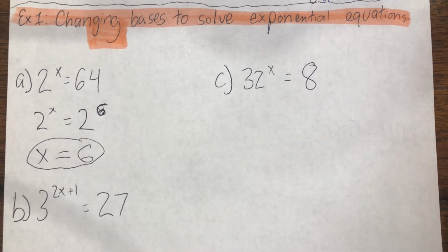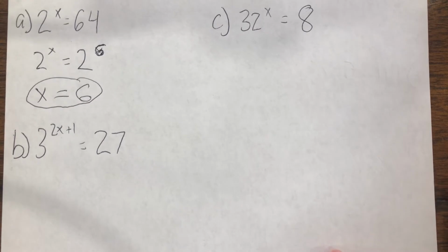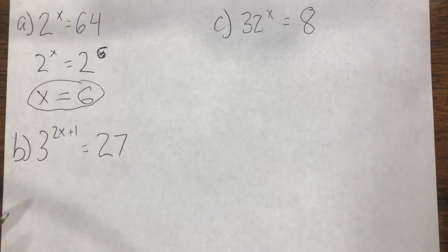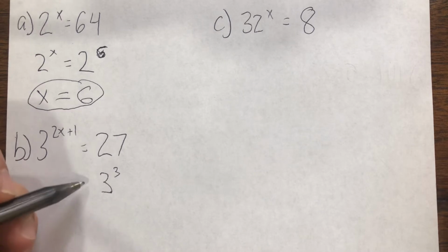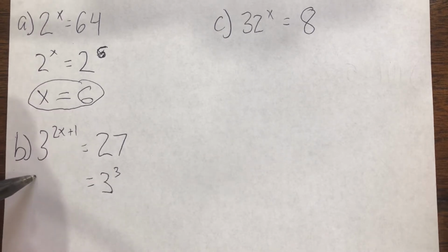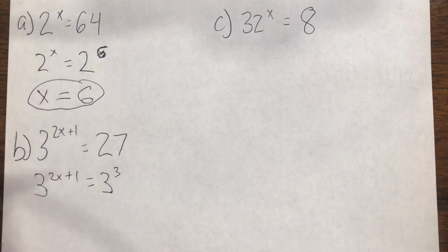So let's take a look at part B, where we have 3 to the 2x plus 1 power equals 27. So just like A, I'm going to rewrite one of these numbers in exponential form, specifically 27. So 3 to what power gives me 27? If you guys said 3 to the 3rd power, then you're absolutely right. So I'm going to rewrite 27 as 3 to the 3rd power. And I'm going to rewrite these expressions. So 3 to the 2x plus 1 equals 3 to the 3rd power.